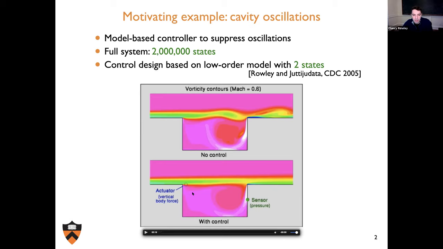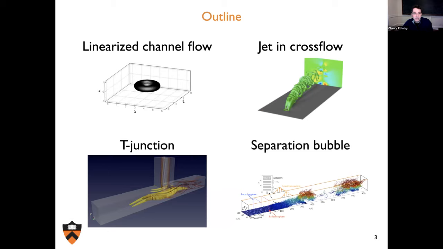Okay, so one of the themes I'm going to show is some procedures for getting these very reduced order models in a general way. And here are some flows I'll look at as little test problems. So the first one is a linearized channel flow here.